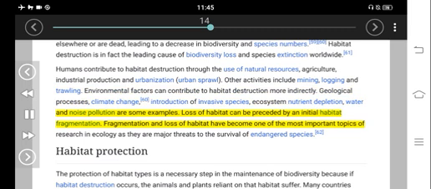Loss of habitat can be preceded by an initial habitat fragmentation. Fragmentation and loss of habitat have become one of the most important topics of research in ecology as they are major threats to the survival of endangered species.